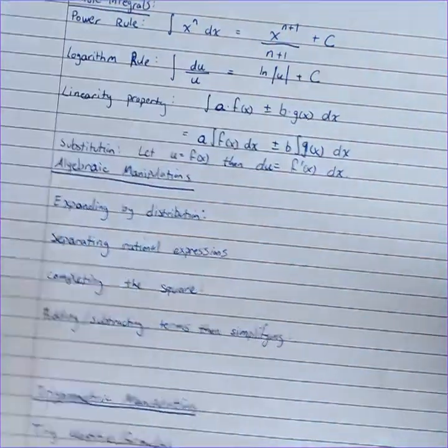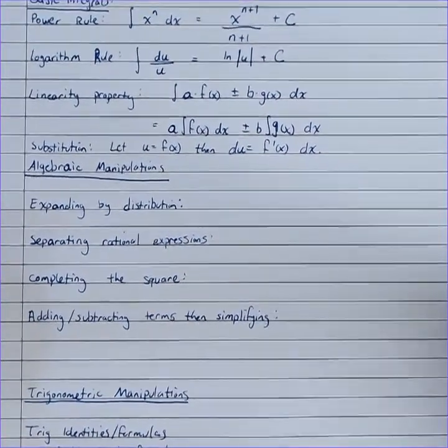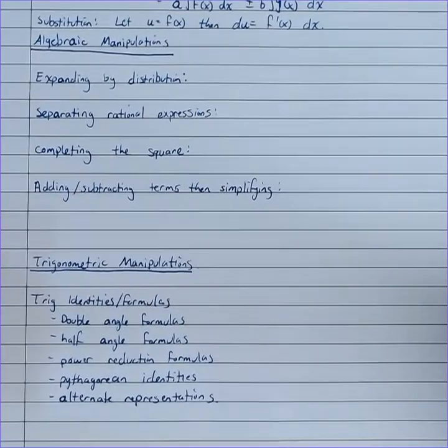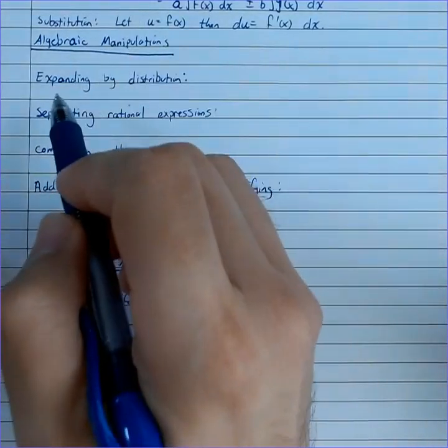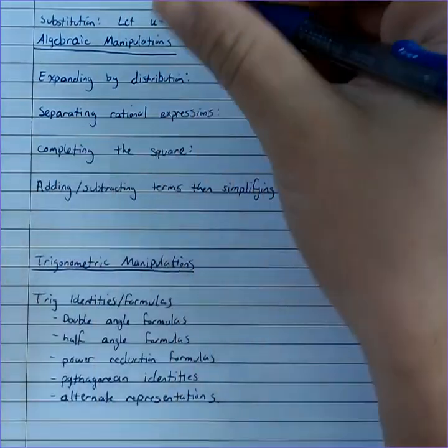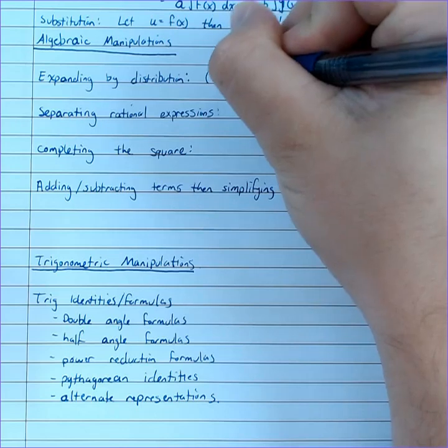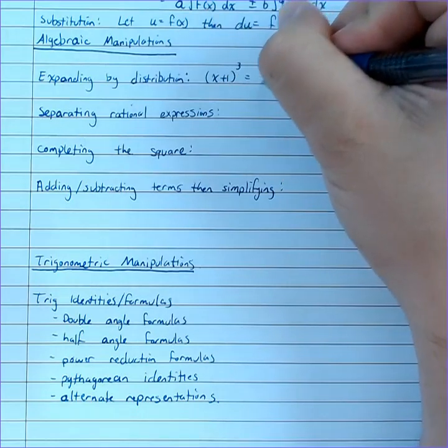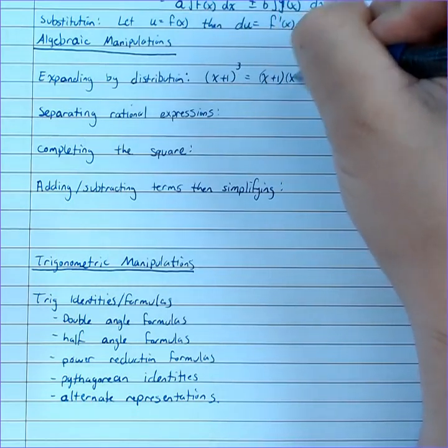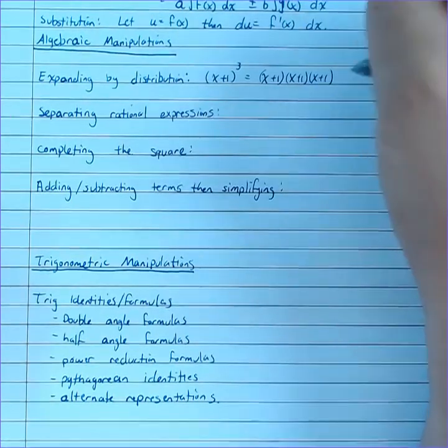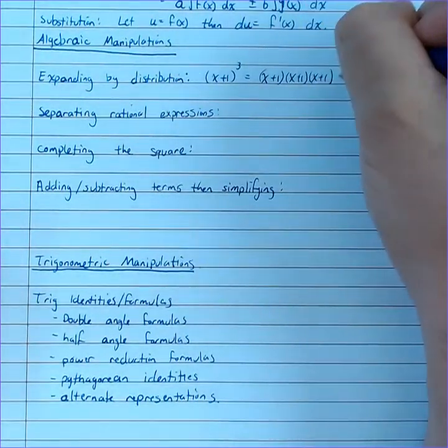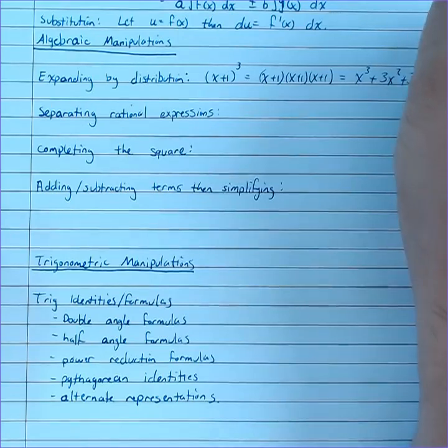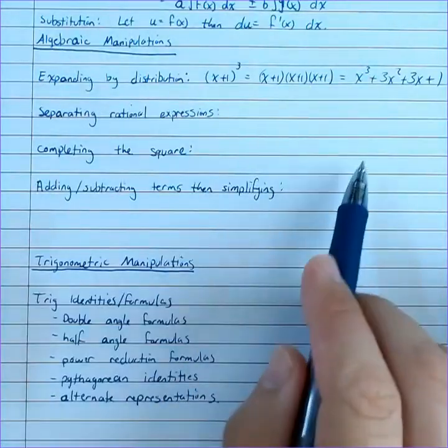Algebraic manipulations can be a bit more extensive, but again, we don't use all of them equally. There's a few that are used more often than others. So let's see here. What algebraic manipulations do we want to use? One is expanding by distribution. Basically, if you have x plus 1 to the third power, that might be difficult to work with, whereas x plus 1 times x plus 1 times x plus 1, that's equivalent. But now, if I multiply this out, x to the third plus 3x squared plus 3x plus 1, that might be a lot simpler to work with.